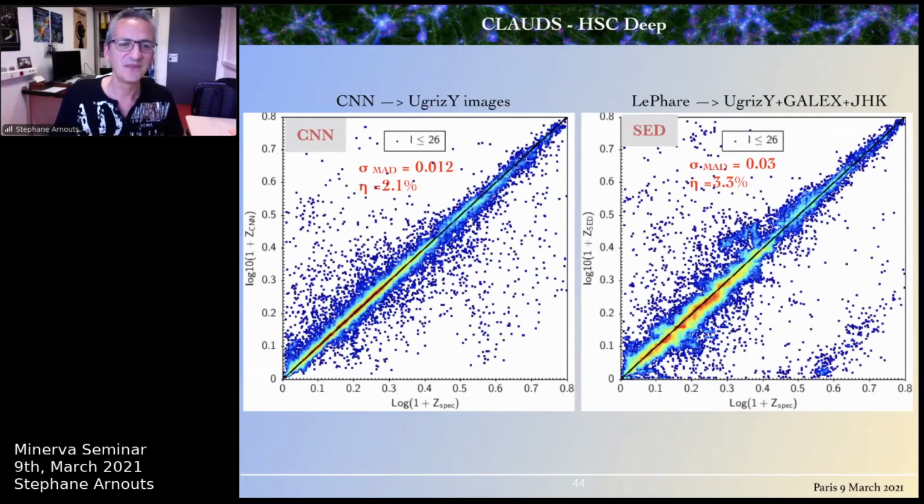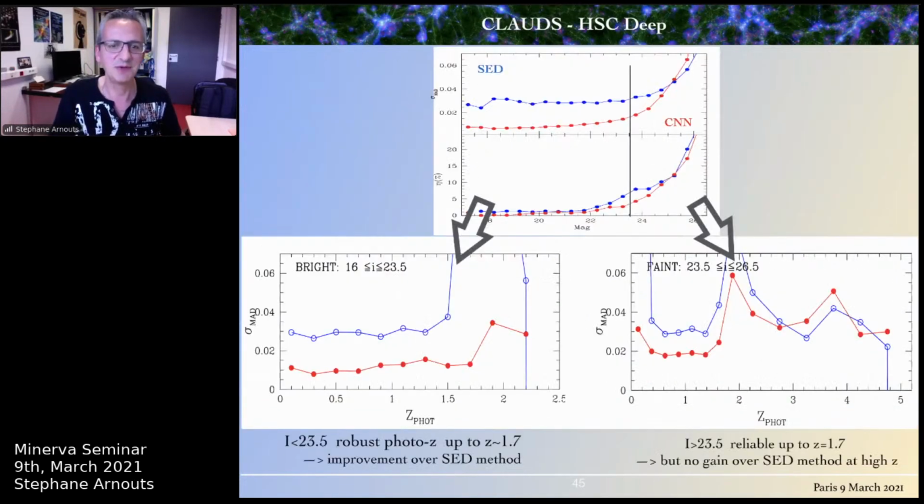And so, taking at face value, I compare LePhare photo-zs on the right and the CNN for the full population that we get, and you get very impressive results. So again, with these extremely deep images, we get a level of 0.012. But obviously this number is misleading because it really depends on magnitude, as we will see.